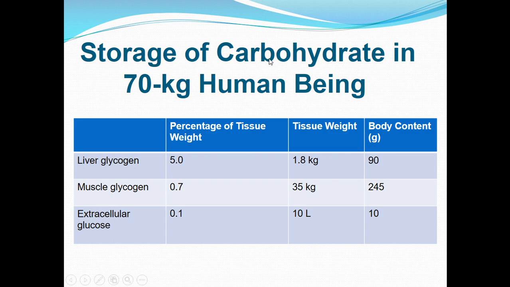The storage of carbohydrate in a 70 kilogram human being is as follows. The total body content of liver glycogen is 90 gram, which is 5% of liver weight, and the total body content of muscle glycogen is 245 gram, which is 0.7% of muscle mass, and extracellular glucose, which is 0.1%, is 10 gram present in the body.